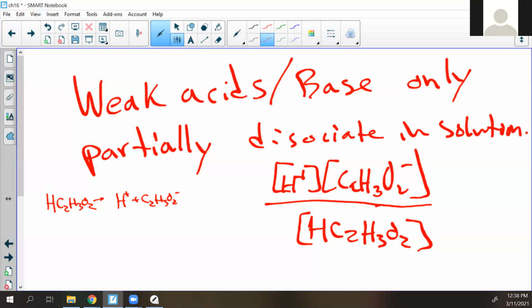Say that, start the sentence over again. No, they would not. They'd be the conjugate base of a weak acid. Like this piece right here, and this piece right here, my acid, my conjugate base.